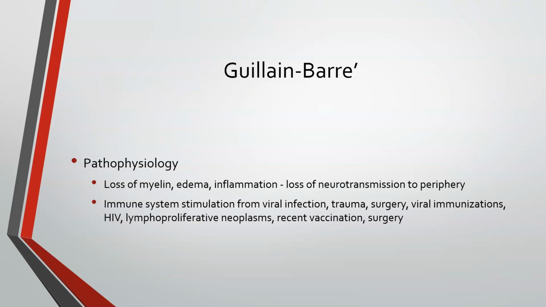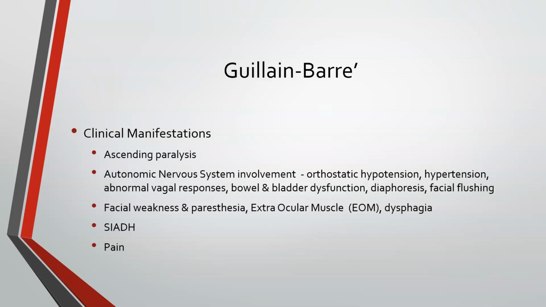Respiratory muscles begin to weaken to the point that they may require mechanical ventilation. This patient would need to be intubated as the weakness moves toward the diaphragm. SIADH is associated with this disorder, and it's an indicator that the prognosis would be poor in a GBS patient.